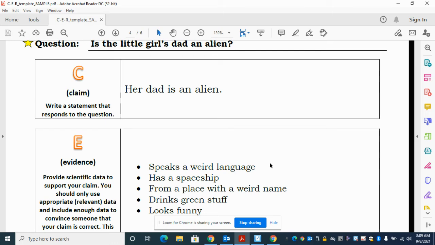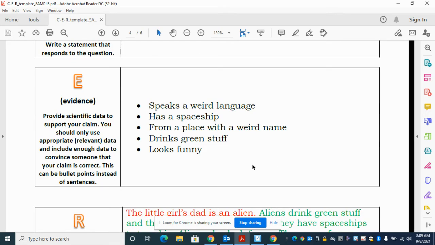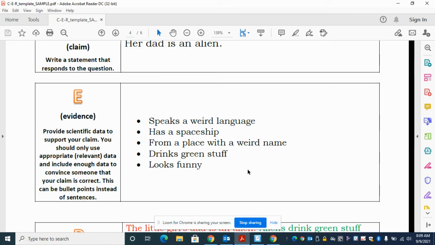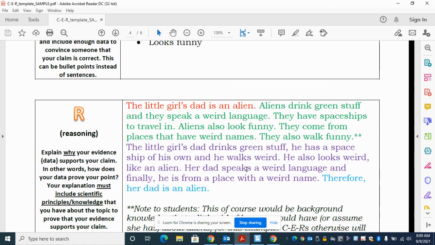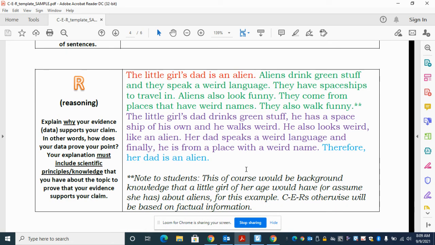Now, lastly is the reasoning section. This is where you tie in or explain why your evidence supports that claim. So we usually do this in written form. This would be an example of how you explain how your evidence supports your claim.